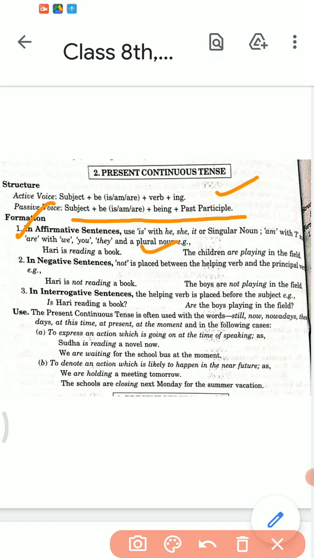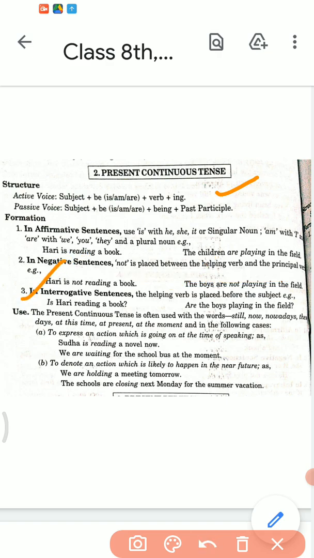For example, Hari is reading a book. Children are playing in the field. And in the negative sentences, not is placed between the helping verb and the principal verb. For example, Hari is not reading a book. The boys are not playing in the field.